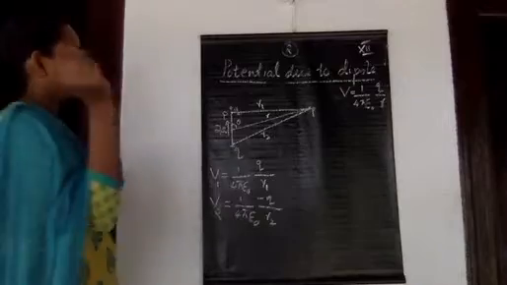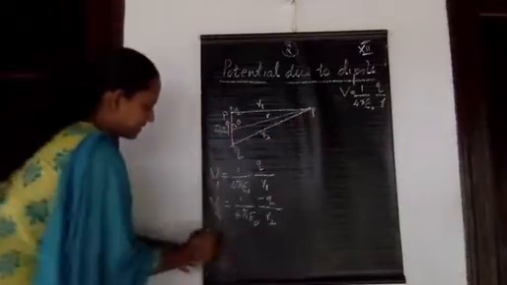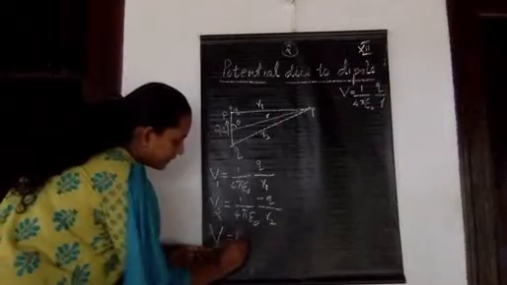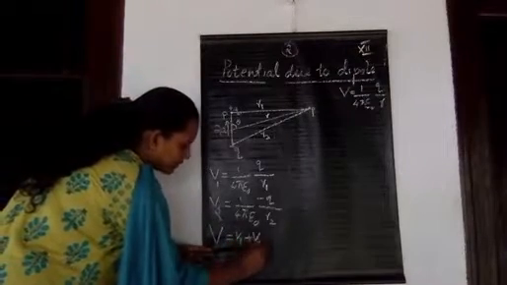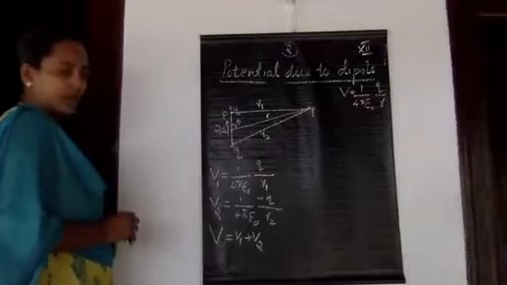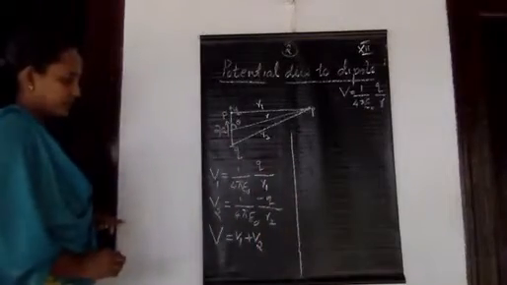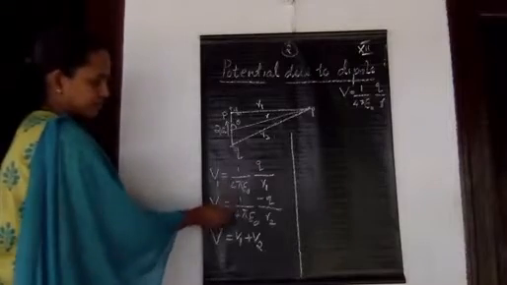Therefore, the total potential at this point P, that is V, is equal to V1 plus V2. And what is V1 plus V2? You want to add these two.